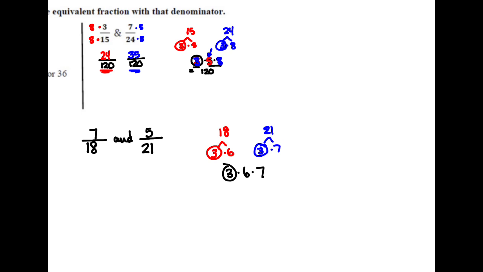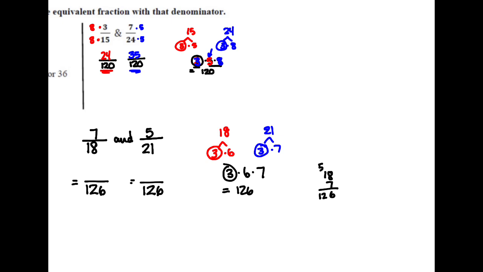Okay, this one's not too easy to do in your head, so I'm going to do a little bit off to the side here. So 3 times 6 is 18, and 18 times 7 is 126. Okay, so that's my final answer. Now I come back over here, and I'm going to rewrite both of these fractions as 126s.